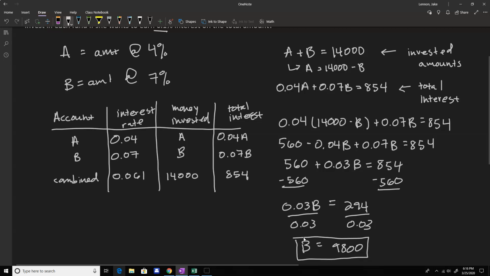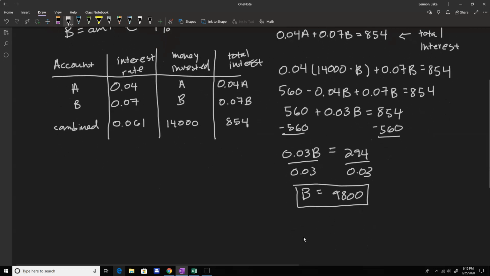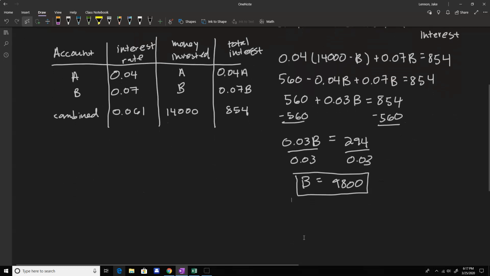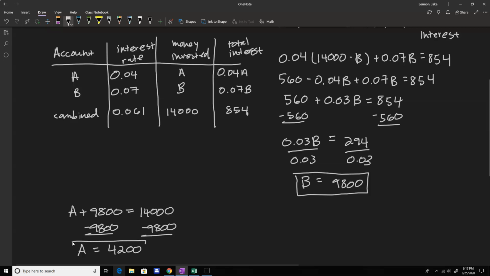So we know the two accounts have to add up to 15,000. Or was it 14,000? 14,000, I'm sorry. So we know the amount in account A plus the 9,800 has to equal 14,000. So we just subtract 9,800 on both sides. So we get the amount in account A is 4,200. So this is our second amount.